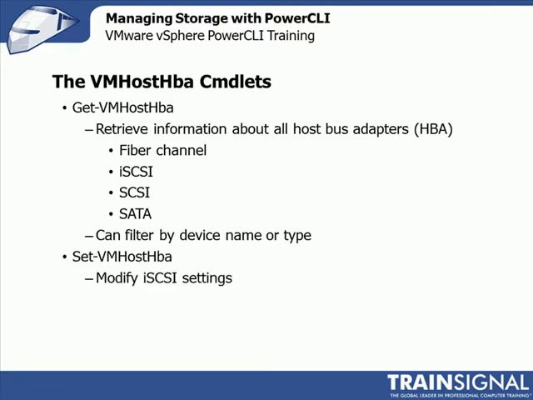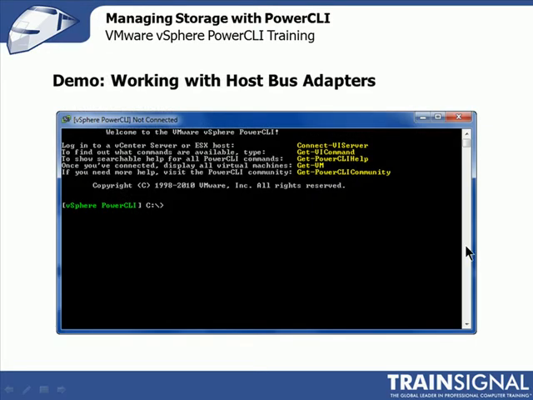There's also the Set-VMHostHba commandlet, and the naming of this one is a little bit of a misnomer. It's primarily used to modify iSCSI settings. It's not very generalized, so you can't change many settings related to, for example, a Fibre Channel adapter. There are other things that we'll be talking about related to iSCSI, so I'm just going to talk mostly about Get-VMHostHba for the moment, and I'll show you a demonstration of that right now.